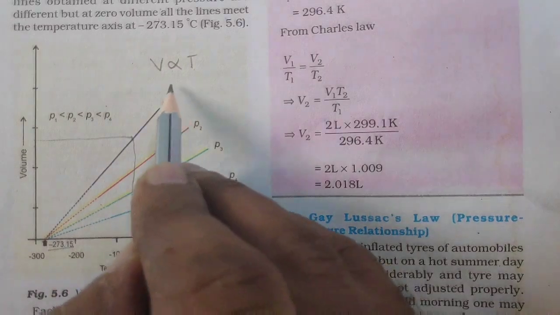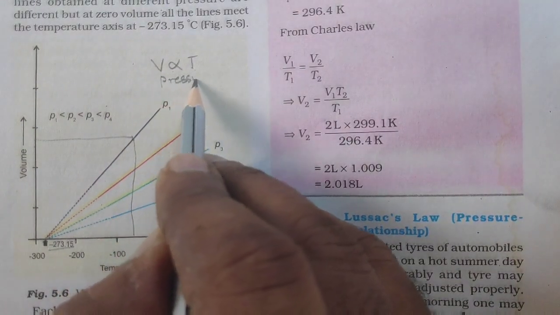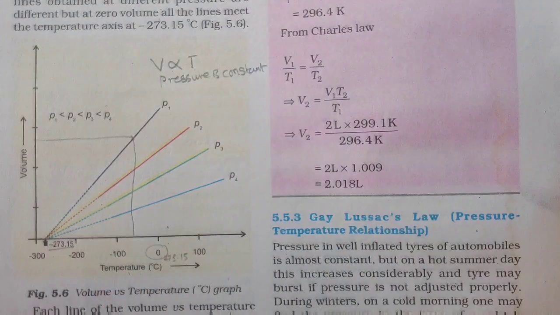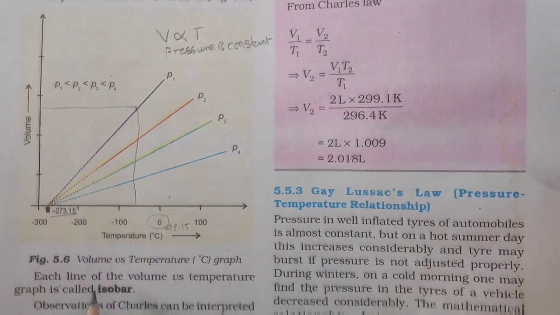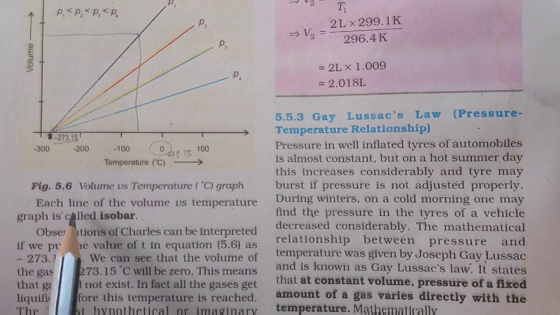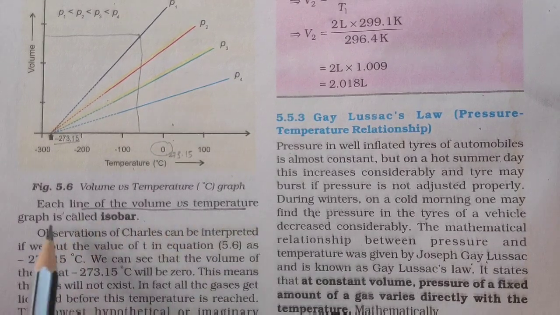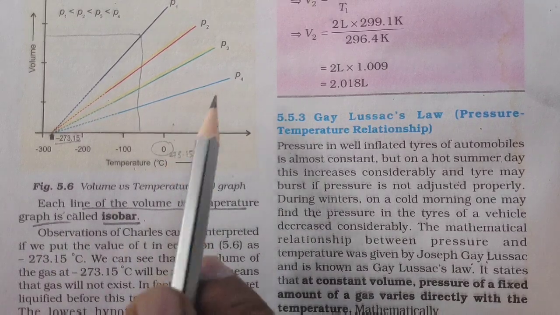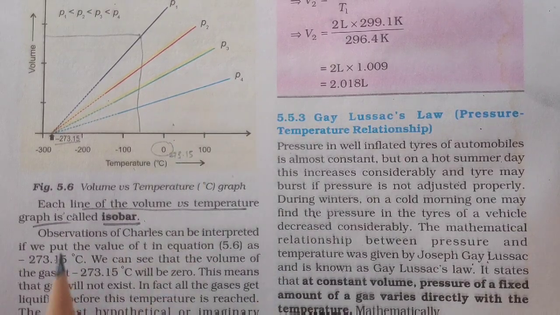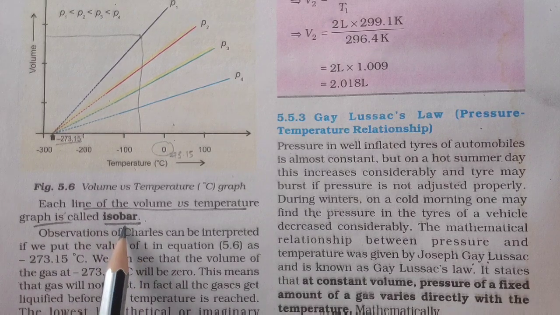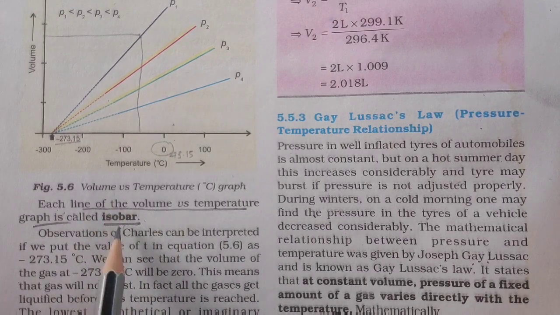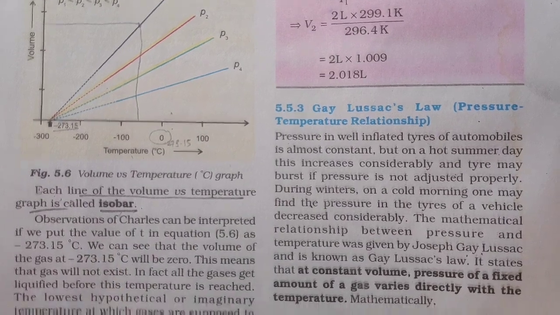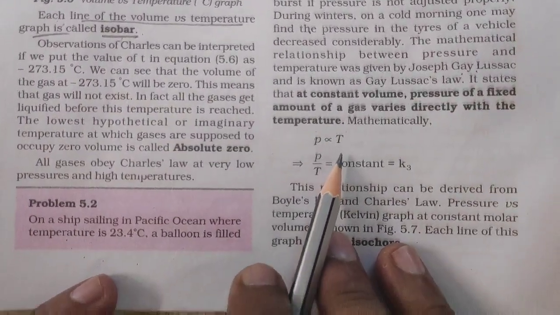Now here, what is constant? Pressure is constant in this case. So when pressure is constant, each line of the volume versus temperature graph is called an isobar. Last time in Boyle's law, we saw that temperature was constant, so it was an isotherm. In this case, pressure is constant, that's why it is called an isobar. Now we will go through the numericals from this.